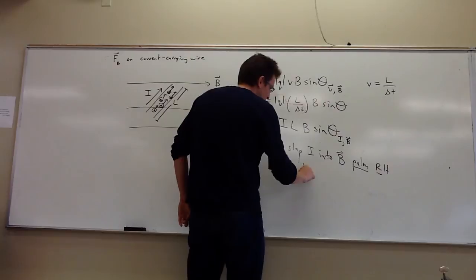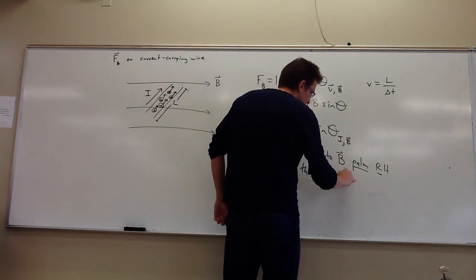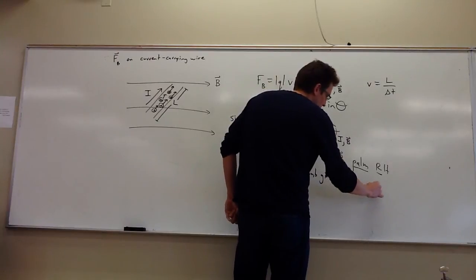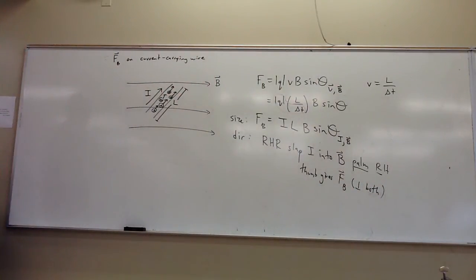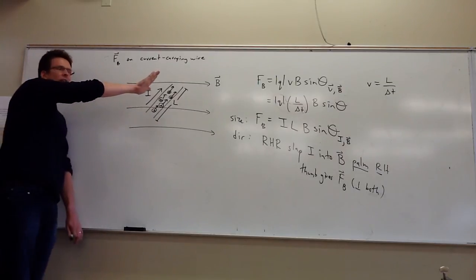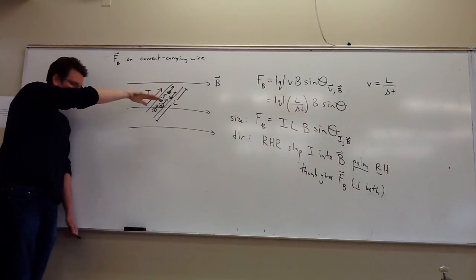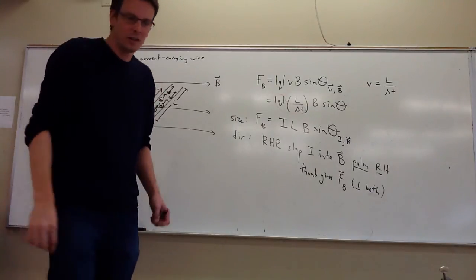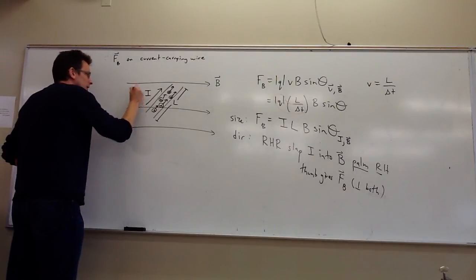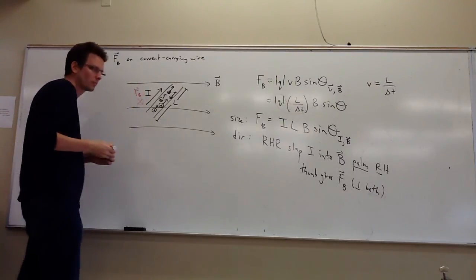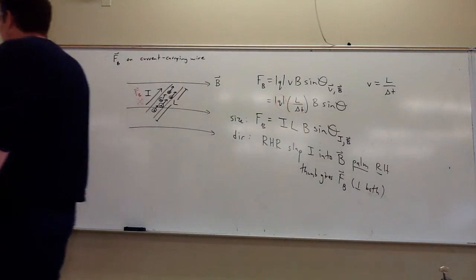And then your thumb gives the direction of the force, which should be perpendicular to both of the other two. So in this case, let's practice. I slapped into B, I into B, the force is going to be into the page. So on this particular wire segment, it's going to be pulled into the page. It's the exact same right-hand rule that we had before.